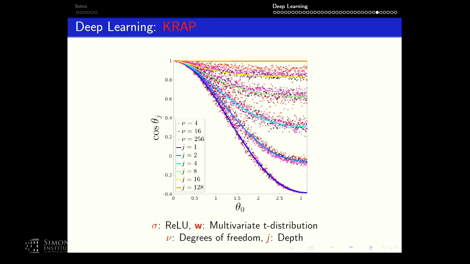We have other examples as well. And as you can see, the angle between the input and output follows, first of all, the theoretical result. But also, as the number of layers increases, you can see that everything is getting shifted up and is approaching the angle zero. Yes? So is this, again, without training? So without training. I'll get to training.